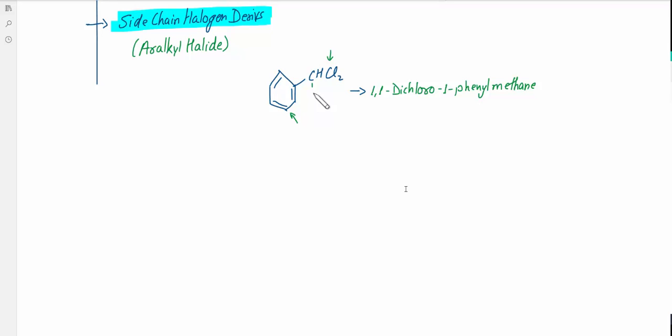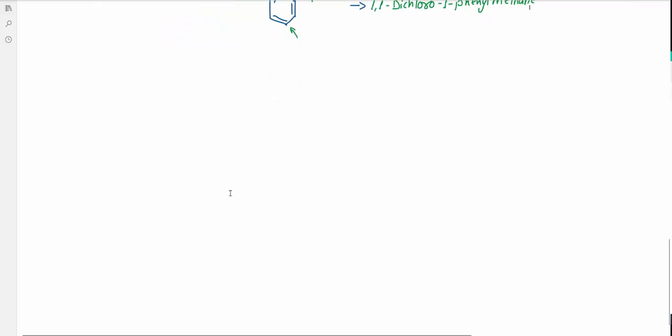Now these were the classification that was based on whether it is derived from an aliphatic compound or an aromatic compound. The next classification is actually based on the type of hybridization of the carbon bonded to the halogen atom. So the carbon which is bonded to the halogen atom can have sp3, sp2 or sp hybridization, and based on that again we have a few different classes of halogen derivatives.